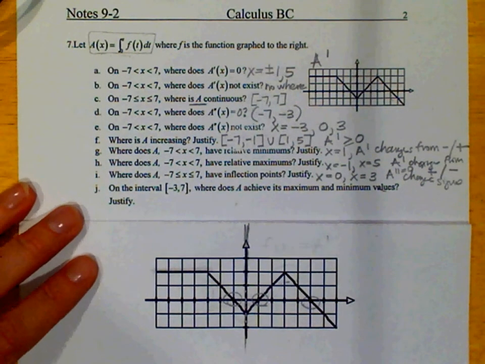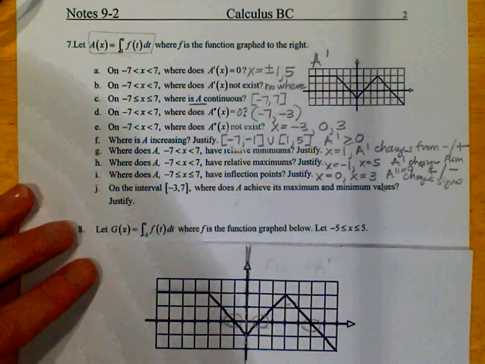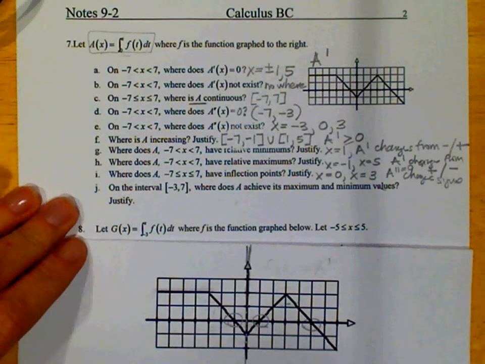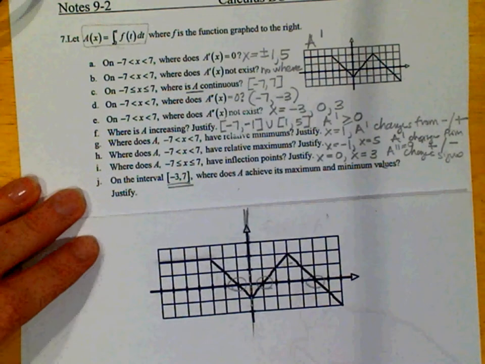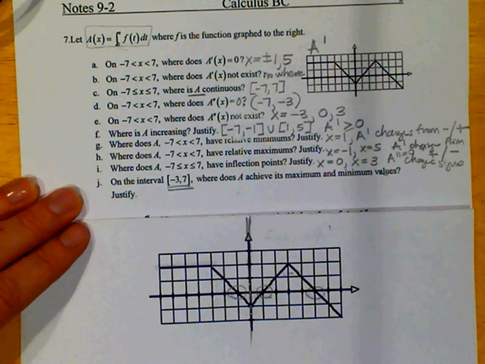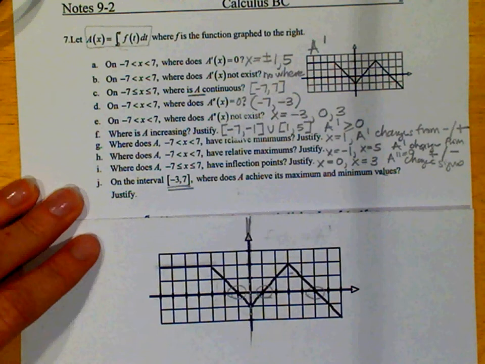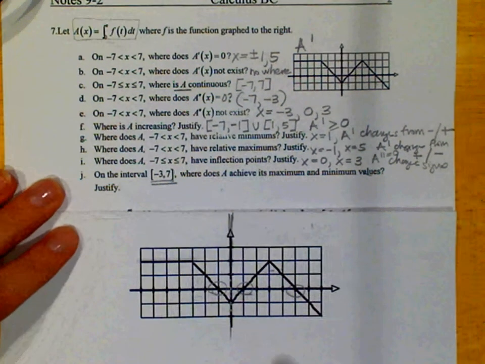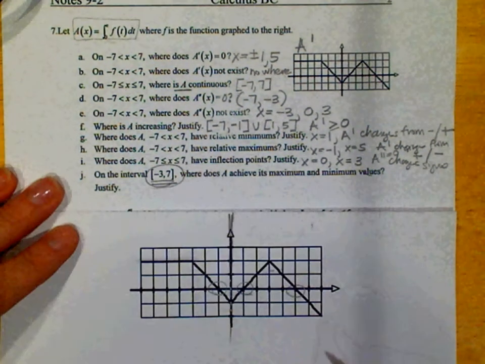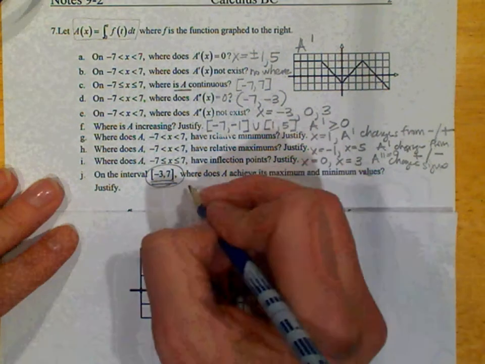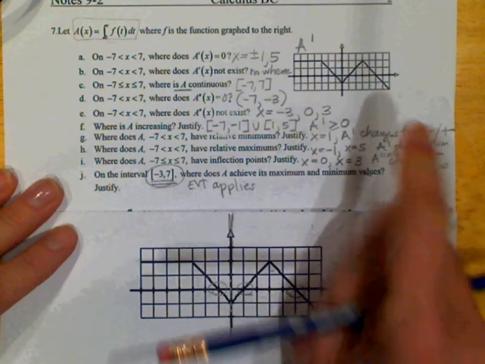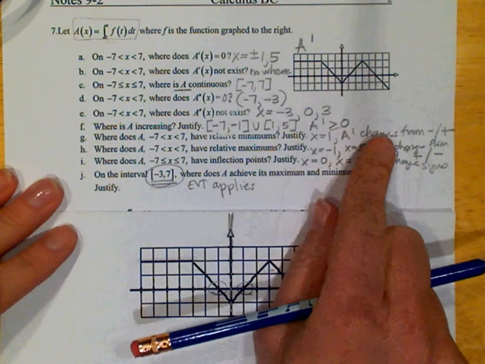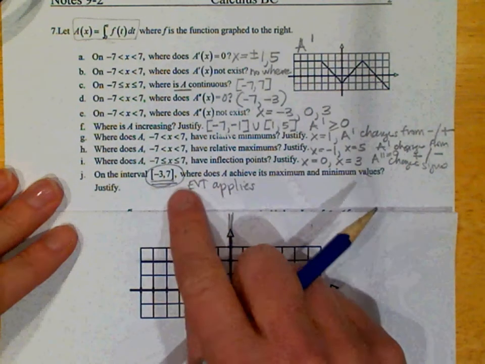And then finally J. Now this one's going to be a long one. It looks easy, but it's not. On the interval closed from -7 to 7, where does A achieve its max and min values? Well, guess what, guys? It's on a closed interval. So therefore, EVT applies. And I am going to have to check any place where my first derivative is equal to 0, does not exist, and at the endpoints.